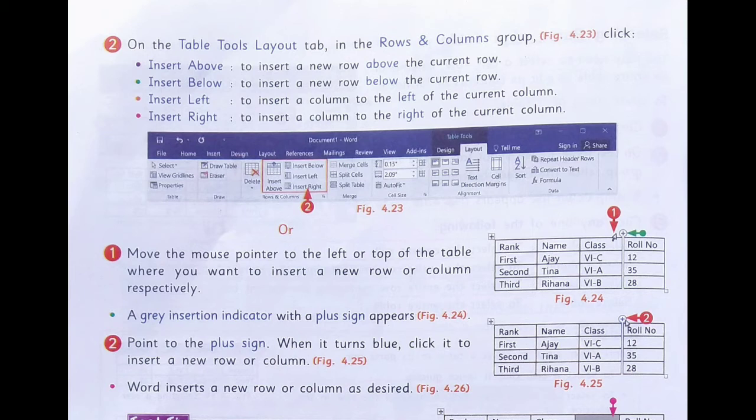Alternatively, move the mouse pointer to the left or top of the table where you want to insert a new row or column respectively. A gray insertion indicator with a plus sign appears. Point to the plus sign. When it turns blue, click it to insert a new row or column. Word inserts a new row or column as desired.